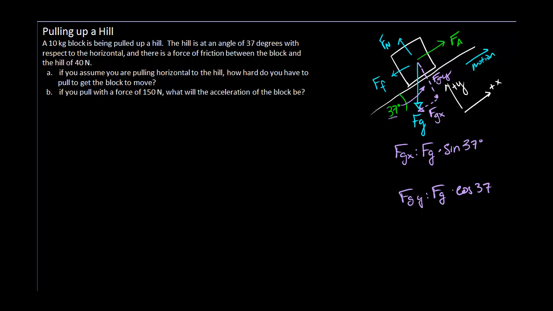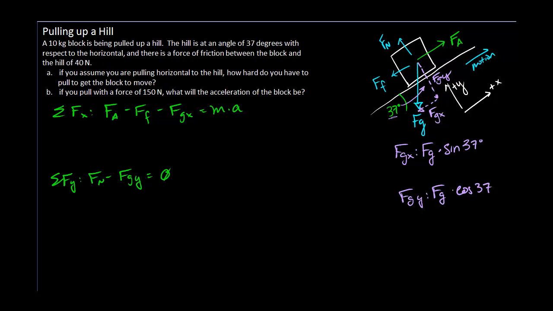So I'll write a Newton's second law equation for each direction. Sum of the forces in the X, it's going to be our applied force minus our friction force minus the X component of our gravitational force. That equals m times a. And in the Y direction, we have our normal force minus just the Y part of our gravitational force. And that's going to equal 0 because we set up our coordinate system so there is no acceleration in the Y direction.